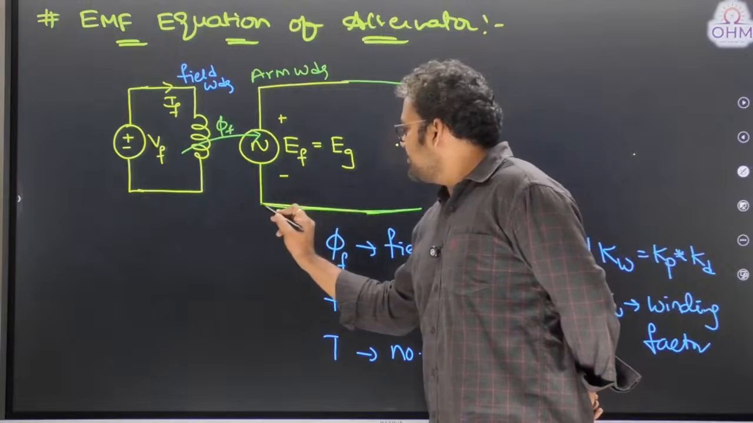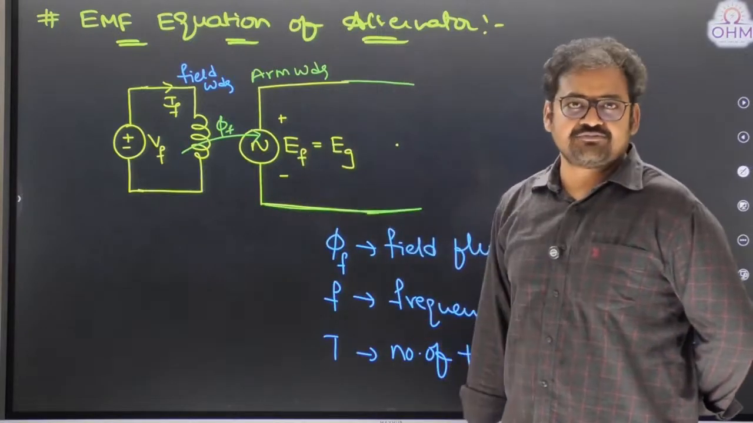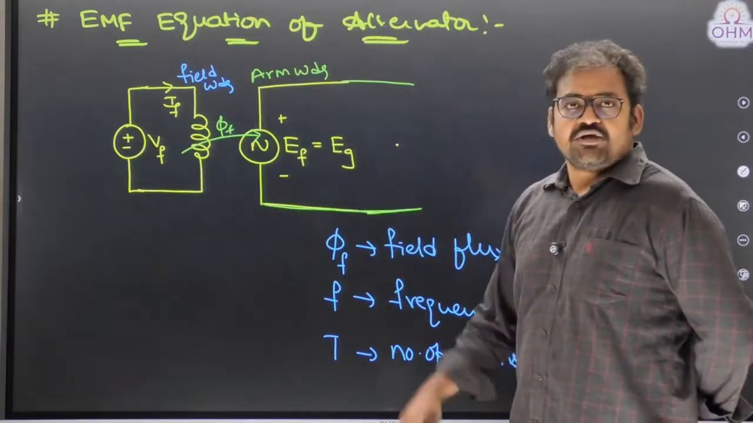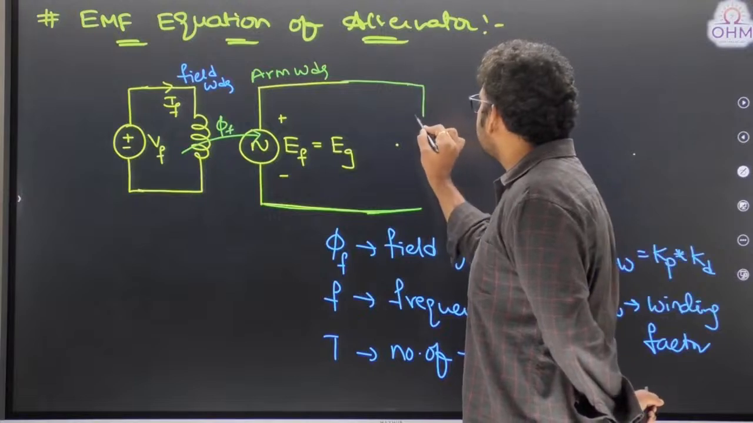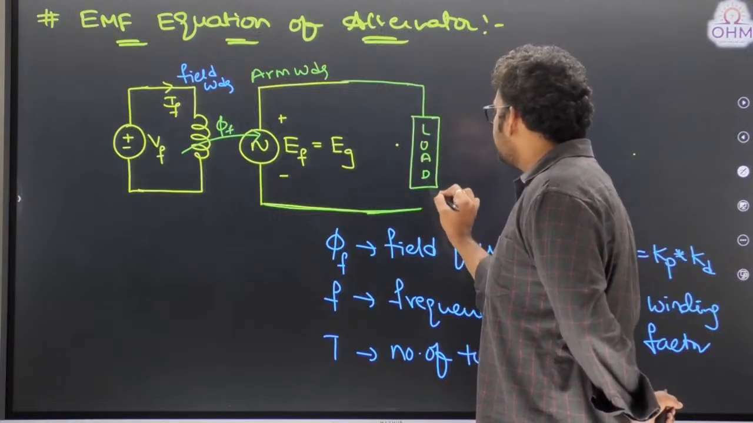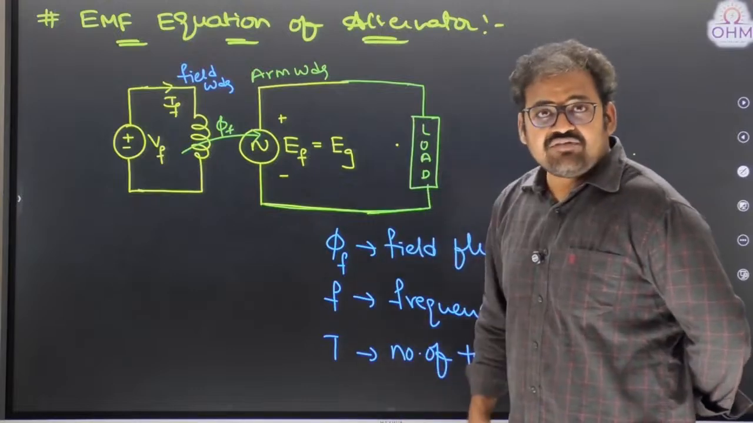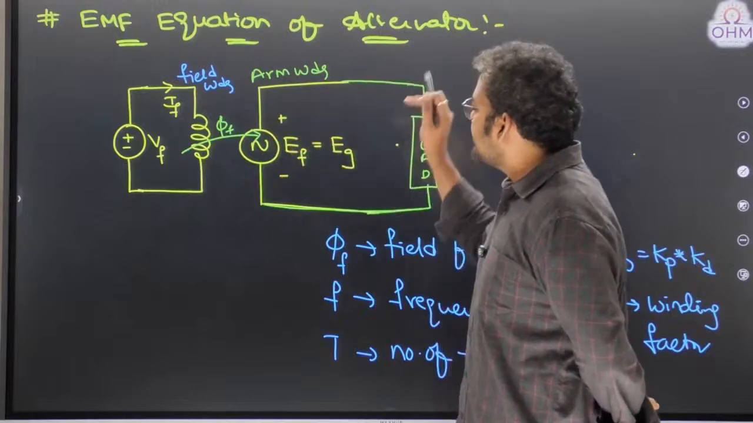If you don't connect any load, even though voltage is generated, current will not be generated, right? Because it is open circuit. So the machine will be able to generate the current only when the load is connected. So imagine a load is connected to this generator. The moment the load is connected, immediately this armature winding will generate a current.